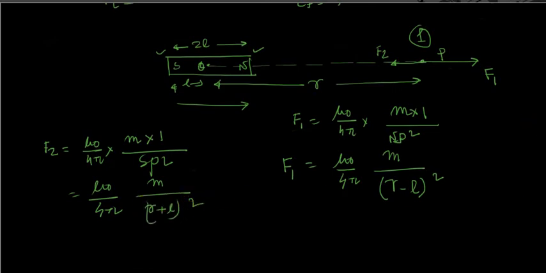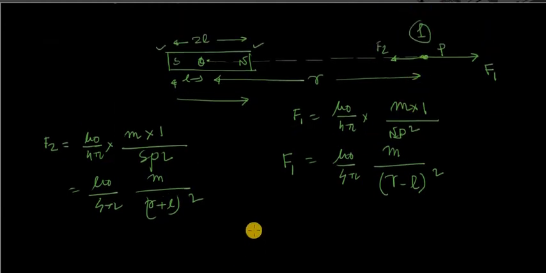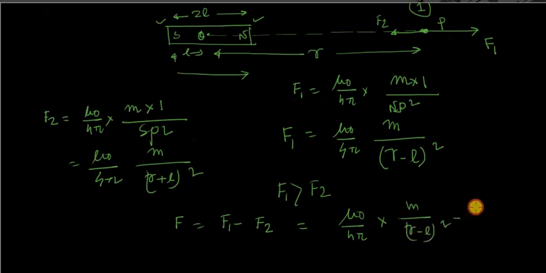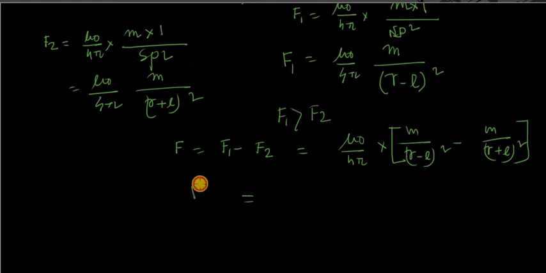Now the resultant force acting on P: F1 is outward, F2 is inward, but in F1 the denominator is r minus l, and in F2 the denominator is r plus l. That means F1 is greater than F2, therefore the resultant force F is F1 minus F2, which is equal to mu 0 by 4 pi into m by r minus l whole square minus m by r plus l whole square, with mu 0 taken common outside. This resultant force is actually called the magnetic field at the point P, because this is the force on a unit pole. So force on unit pole is nothing but field.